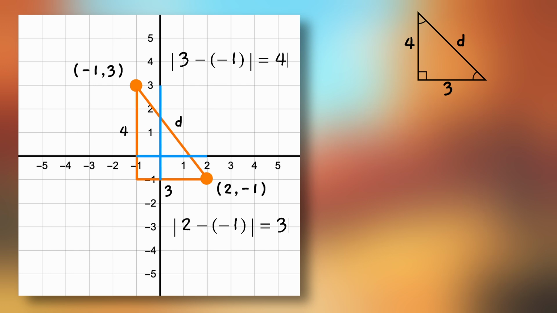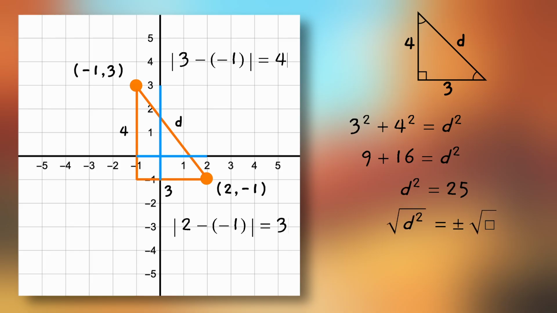We use the Pythagorean theorem, which says that 3 squared plus 4 squared equals d squared, or 9 plus 16 equals d squared, or adding and flipping around, we get d squared equals 25. Like before, to solve this, we take the square root of both sides. That gives us the square root of d squared equals plus or minus the square root of 25, or d equals plus or minus 5.